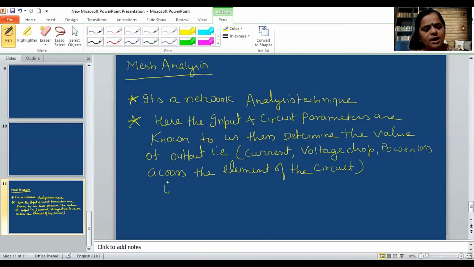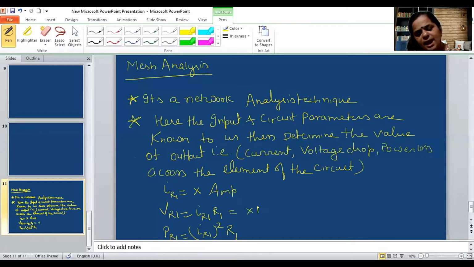Once we know the current, suppose the current through R1, IR1, is X, then the voltage drop across the R1 element is IR1 into R1. The power loss PR1 is equal to IR1 whole square multiplied by R1. The unit of current is ampere. The voltage I can write as X into R1, and the power as X square into R1. The unit of voltage is volts, the unit of power is watts, and the unit of current is amps.